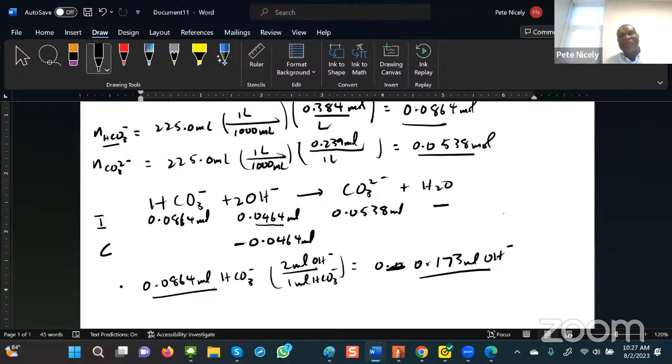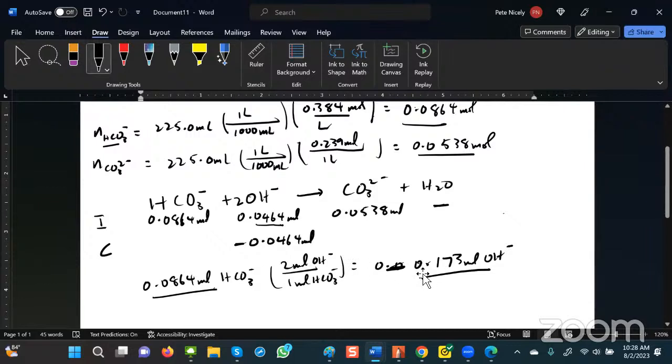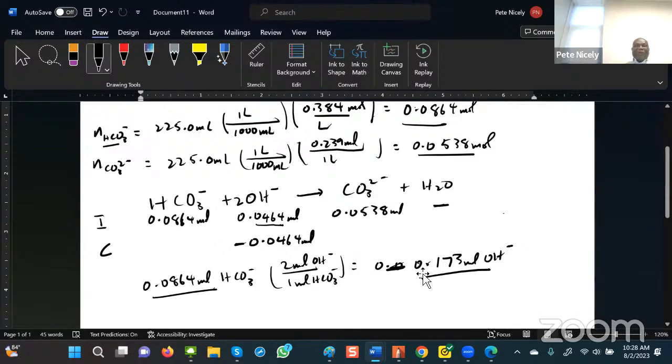So basically you have to take into account the mole ratio in order to determine which is the limiting reactant. And then once you determine which is the limiting reactant, then you can go ahead to examine the changes, all right? Okay. But I don't know if you understood what I just said here. So basically, because that 0.173 is greater than the 0.0464, what that tells us is that you don't have enough hydroxide to use up all of the bicarbonate. So the hydroxide would be the limiting reactant in this case.